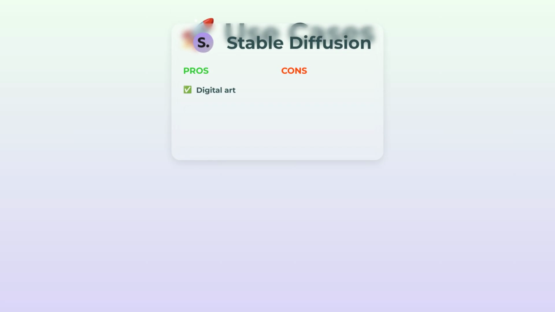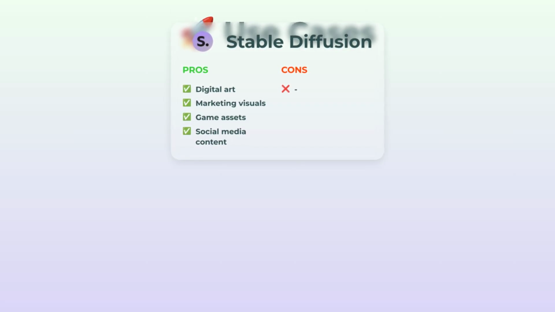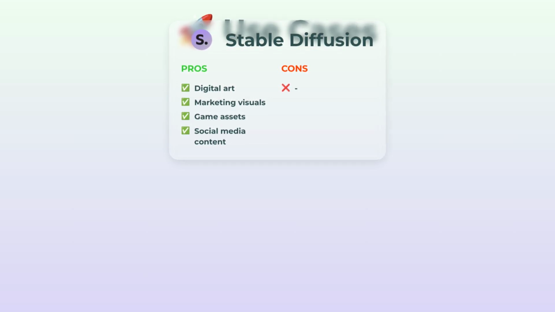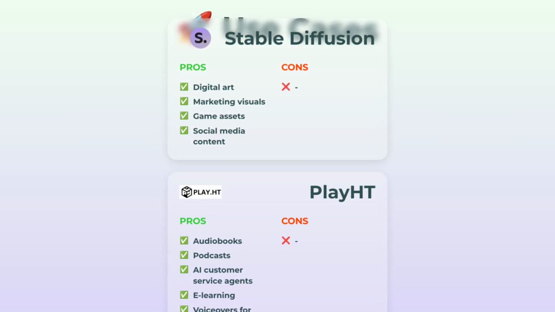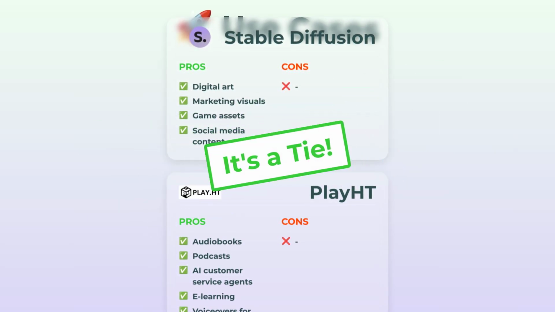And now, use cases. Stable Diffusion, oh boy, digital art, marketing visuals, game assets, social media content, the list goes on. If you need eyeball-grabbing images, this is your playground. PlayHT is like the voice for everything. Audiobooks, podcasts, AI customer service agents, e-learning, voiceovers for video, you name it. Each one's specialized, so again, there isn't a clear winner. It depends on what you're planning to make.